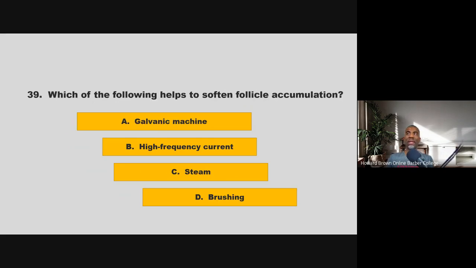Which of the following helps to soften follicle accumulation? Is it galvanic machine, high frequency current, steam, or brushing? If you chose C, steam, you are correct.